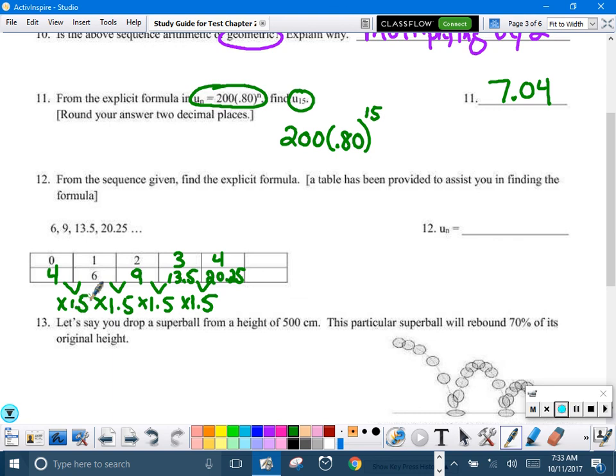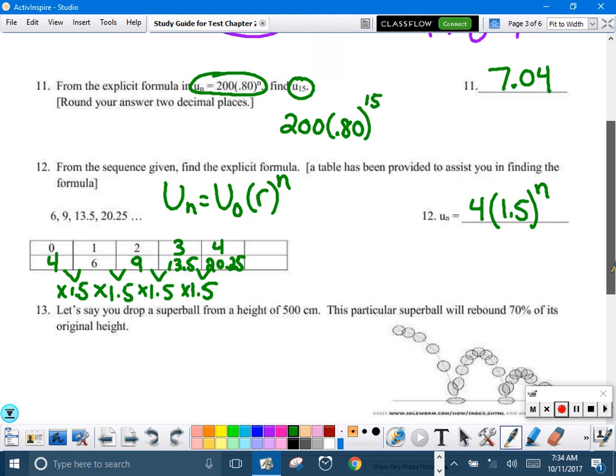Now, this formula, remember, is u sub n equals u sub 0 times the rate or the ratio to the n power. So our explicit formula here is u sub 0 is 4 times the rate, which is 1.5 to the n power. So there's your explicit formula.